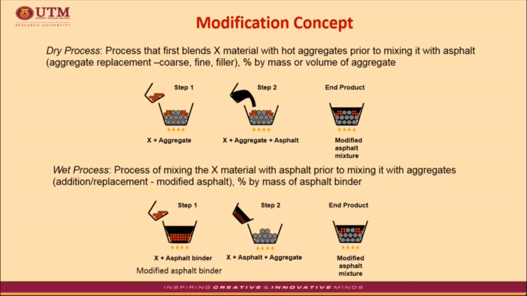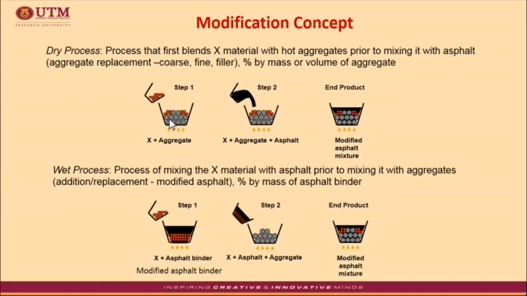Basically, the modification concept or technique is based on two methods. The first one is the dry process. This is a process that first blends any material with hot aggregates prior to mixing it with asphalt binder. Normally, it's referred to as aggregate replacement. The percentage of modifier added is normally by mass or volume of the total aggregate content. It should be noted that the selection by volume or by mass depends on the density of the modifier. If the density of the modifier is similar to aggregate, then the replacement is preferred by mass or by volume, because not much difference will be in the final volume of the compacted mix.